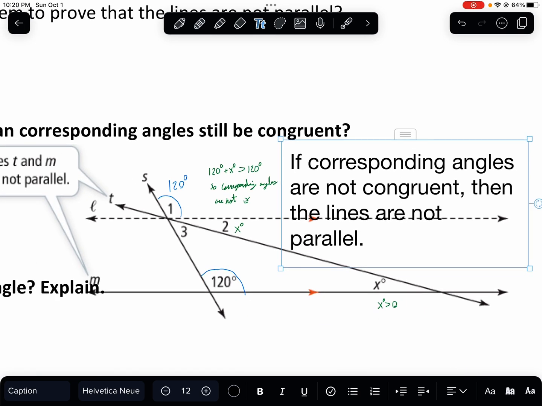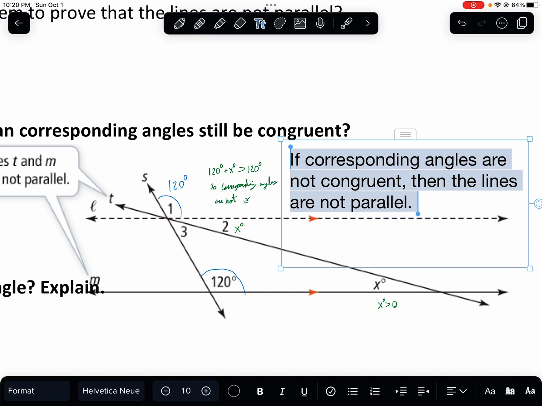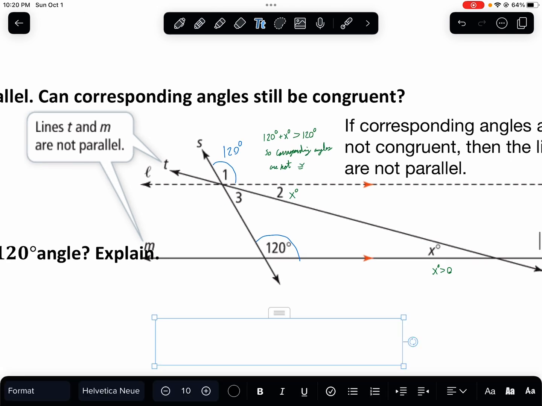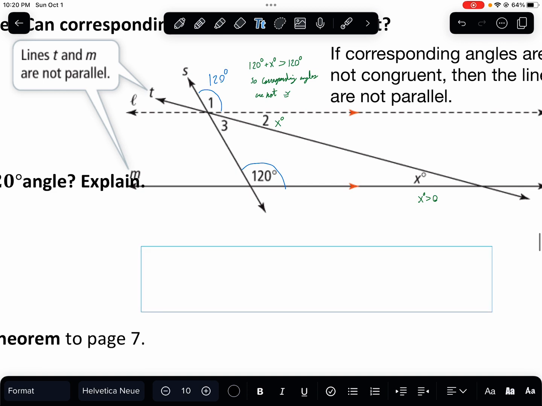Okay? This is an if-then statement that's a little bit different than the ones that we've encountered so far. Okay? This includes some nots. This is the negation statement. But the negation is the same way as saying what's called the converse. Okay? So now we're going to state the converse.